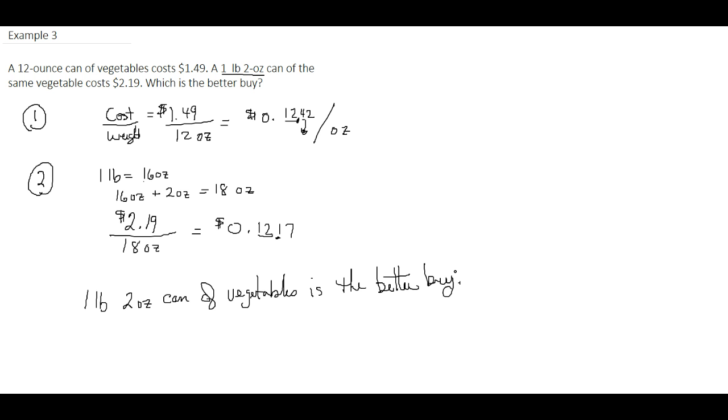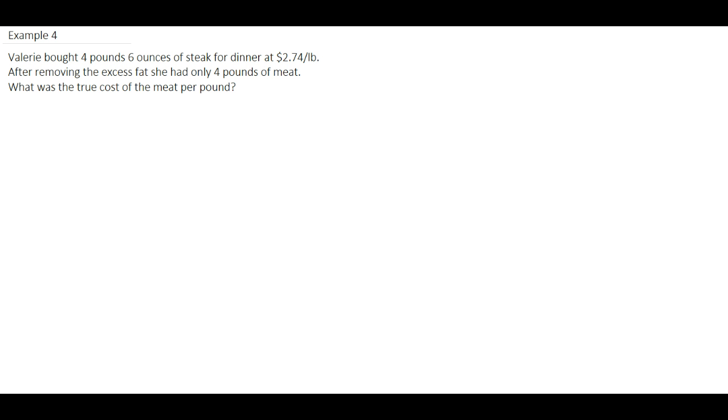And now let's go on to our last example, example number 4. Valerie bought 4 pounds 6 ounces of steak for dinner at $2.74 a pound. After removing the excess fat, she has only 4 pounds of meat. What is the true cost of the meat per pound? And so we know what it costs with all of the excess fat, but the true cost looks at what is the usable meat that's there and compares it to the total price.